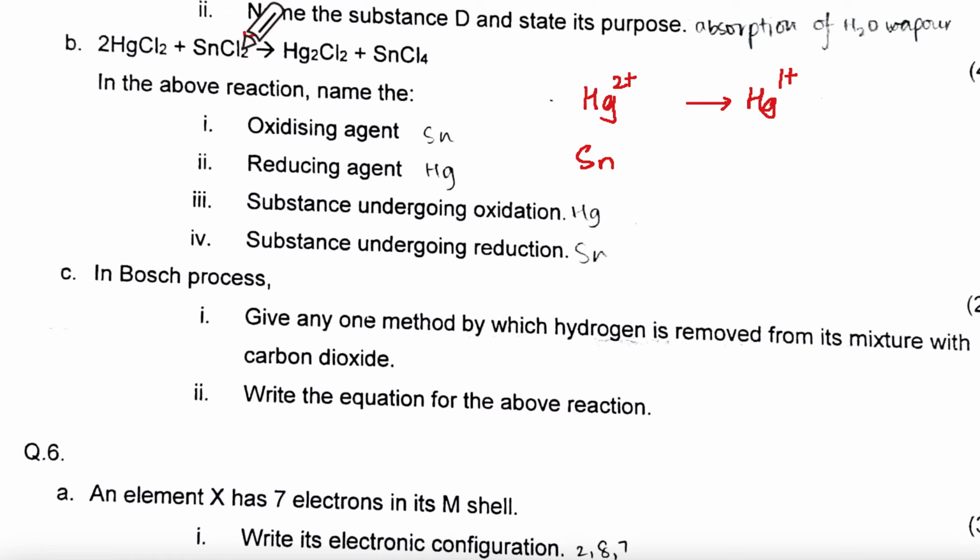Cl is 1 minus. No, it came here and this 2 came here. So what is Sn valency? 2 plus. Okay, and this is, tell me what? Sn. Tell me, this 4 came from here, so? 3 plus. Understanding? So far understanding?